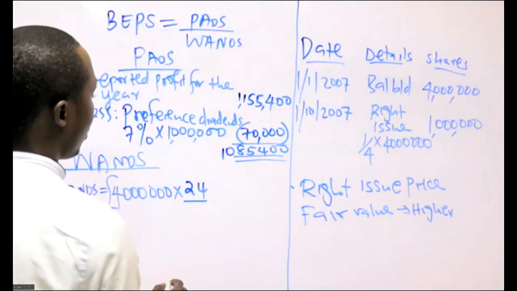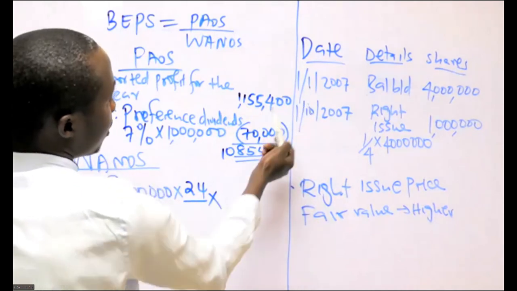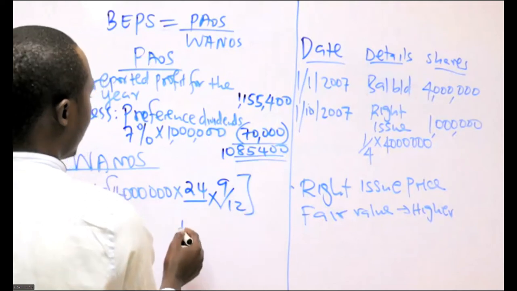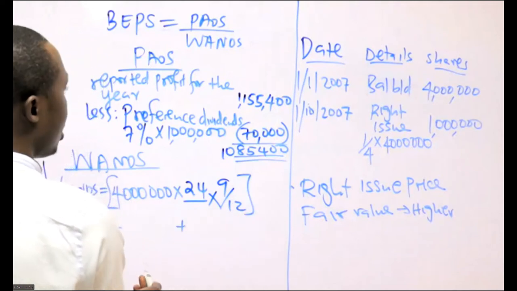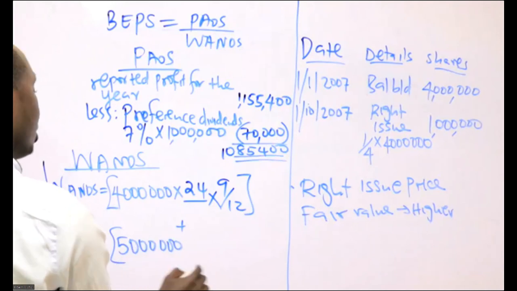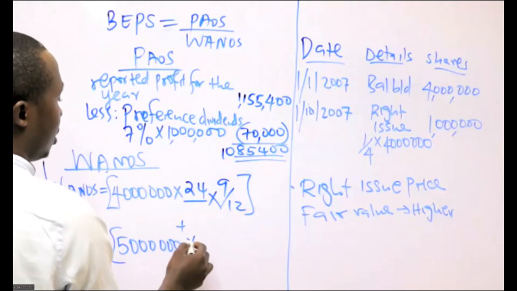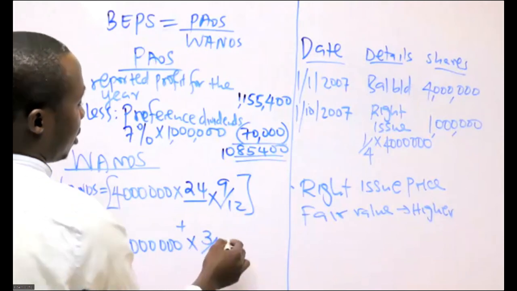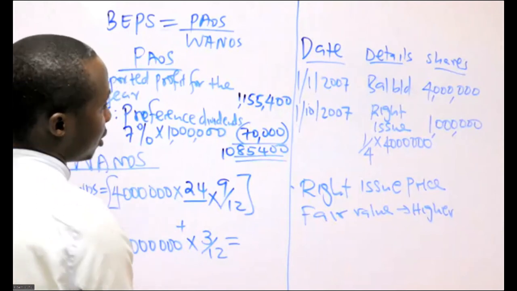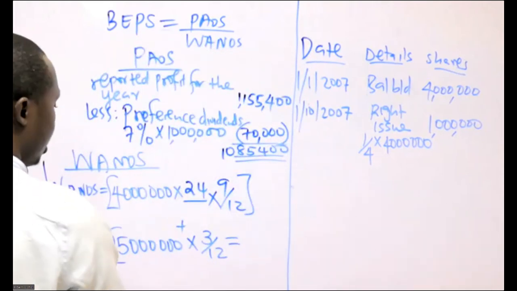So theoretically, we have to look for it. The period before rights issue, from January to end of September, is 9. Then plus what? Ordinary shares after rights issue, that is 5 million, because it's the one before plus the one through the rights issue, times 3 over 12. So what you need to know how to compute now is the theoretical ex-rights price.